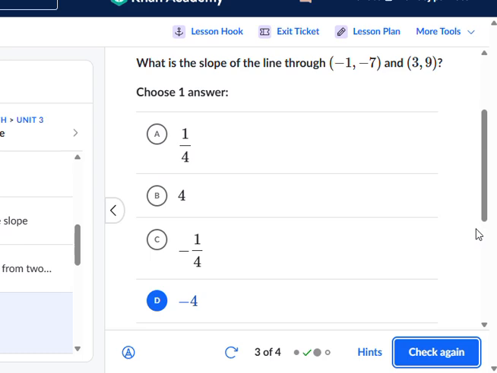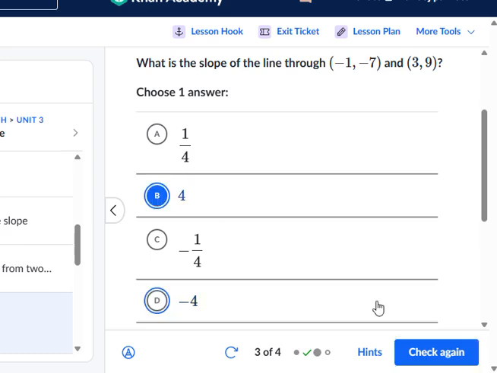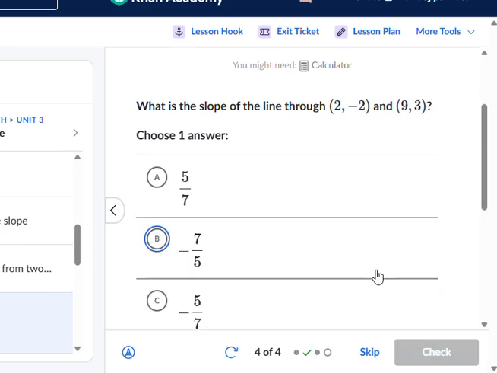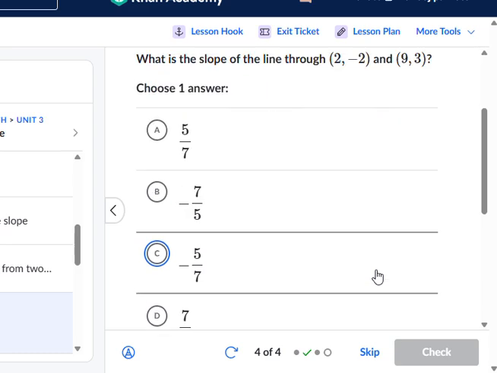All right, I'll write it down. y2, oh, it's y1. Let's try y, as long as it's consistent. So y2 is 9 minus 7. 9 minus negative 7 is 16. And 3 minus negative 1 is 4. So it's positive 4. So y2 is 3. 3 minus negative 2 equals 5. 9 minus 2 equals 7. So 5/7.